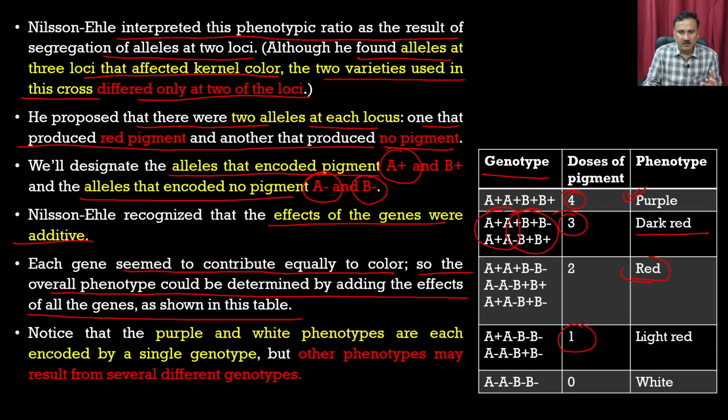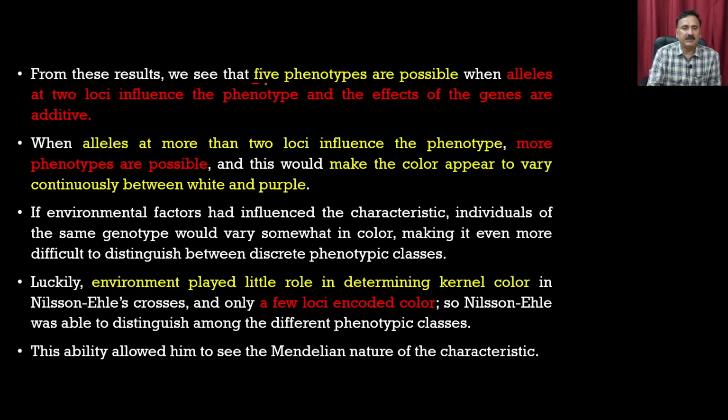So if the A positive and B positive is less and A minus and B minus is more, then it is going to show you the light red color. If none of the A positive and B positive is present, only minus minus is present, then it is going to give you a white color or no color. So from these results, we see that 5 phenotypes are possible when the alleles of the two loci influence the phenotype and the effect of genes is additive.